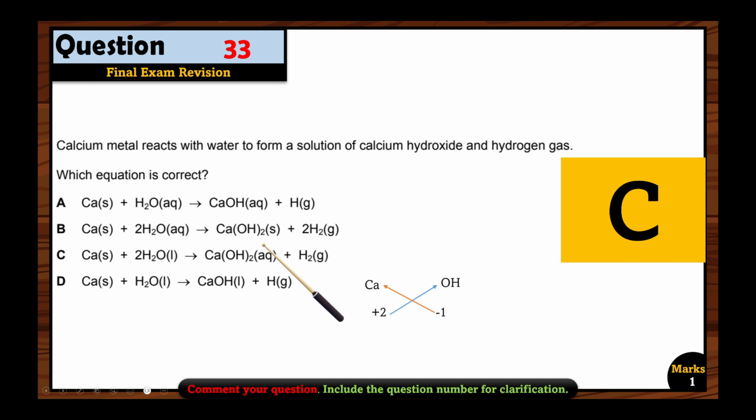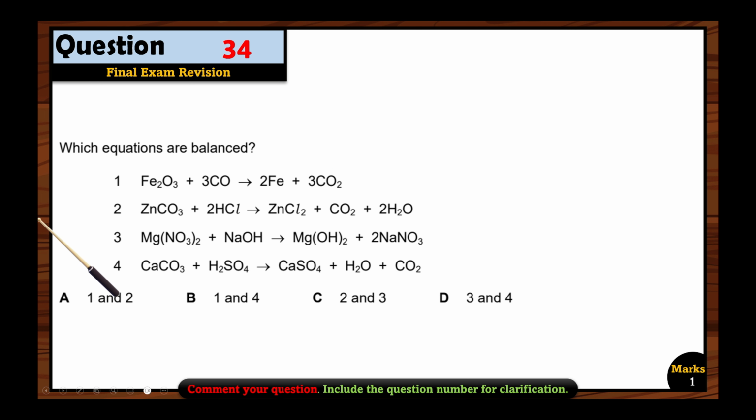Question 34. Which equations are balanced? So now let's see one by one each of the equations, and then we can see which of them are balanced. Fe, how many iron do we have here? 2. Also, we have 2 in the product. How many oxygen do we have here? 3 and 3, 6. So how many in the product? Also 3 twos are 6. Let's see for the carbon. How many carbon do we have? 3 carbon? Yes, we have 3 carbon. So it means equation 1 is balanced.